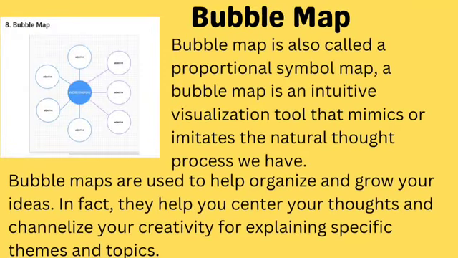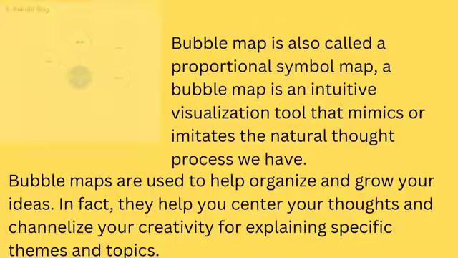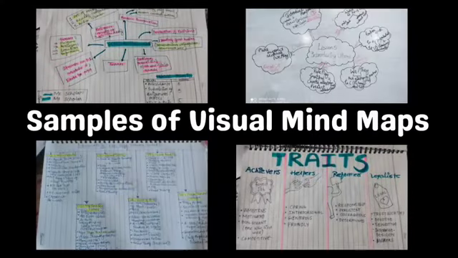Now we'll talk about another map that is called bubble map. Bubble map is also called a proportional symbol map. A bubble map is an intuitive visualization tool that mimics or imitates the natural thought process we have. Bubble maps are used to help organize and grow your ideas. In fact, they help you center your thought and channelize your creativity, explaining specific themes or topics.